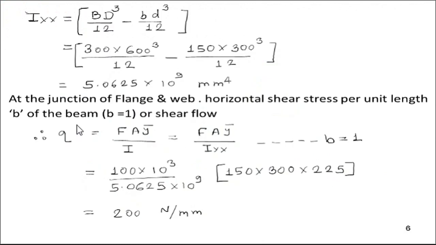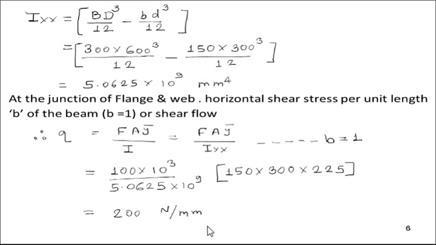So from the geometry you can determine this Y bar here, and after that you can put I, that is IXX, the moment of inertia of the I section. It is already calculated above, 5.0625 into 10 raised to 9. After the total calculation, you will get the value 200 Newton per mm. So the unit of the shear flow Q is Newton per mm. You have to remember that.